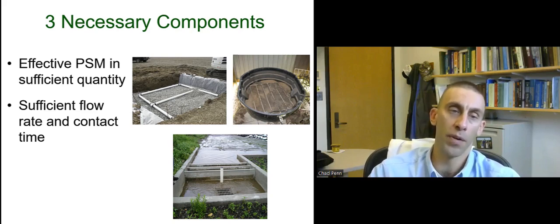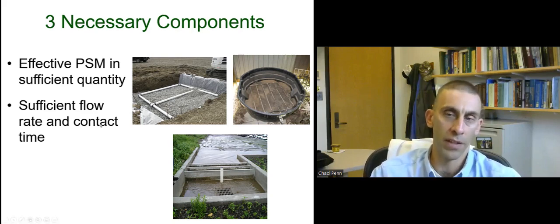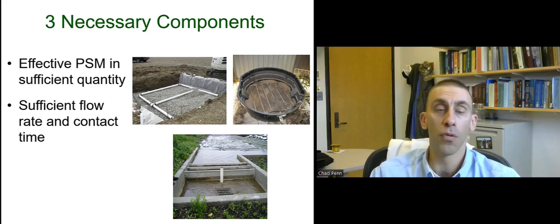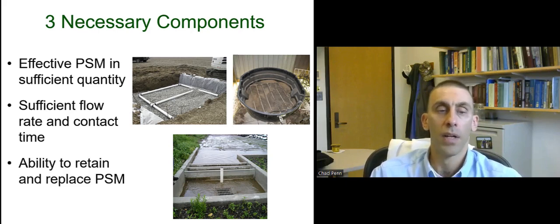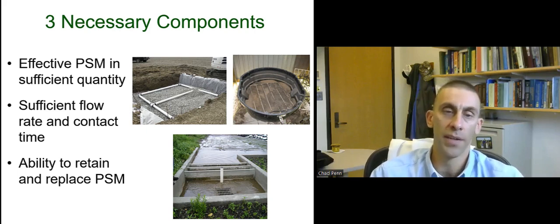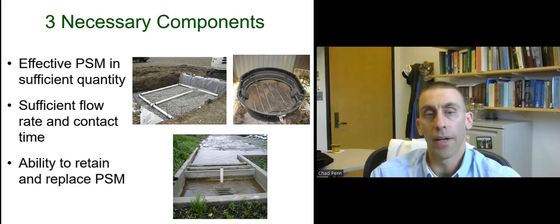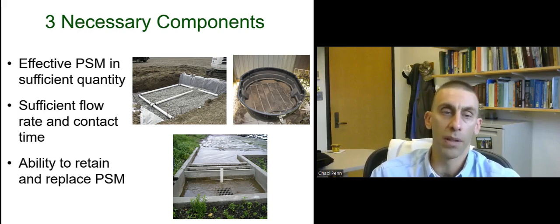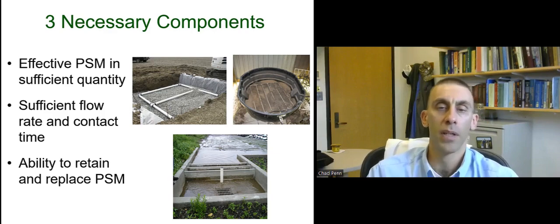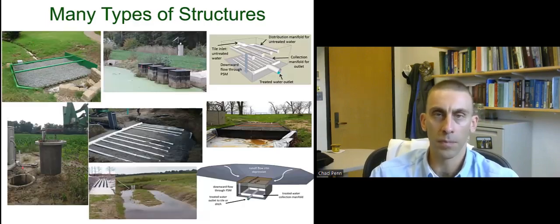Contact time is very important. So they need to be able to handle a decent flow rate. If the water doesn't flow through it, you can't really treat the water. And they also need to be designed to retain and replace the PSM. You can't just throw it in a ditch, or throw it in a pond or a lake or whatever, and have it simply be lost. They need to be replaced. That phosphorus that's bound needs to be removed from the system at some point.